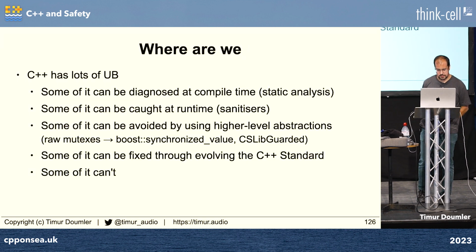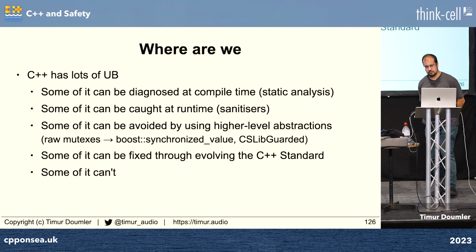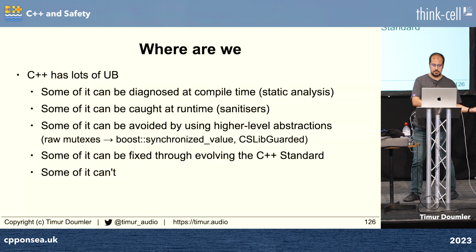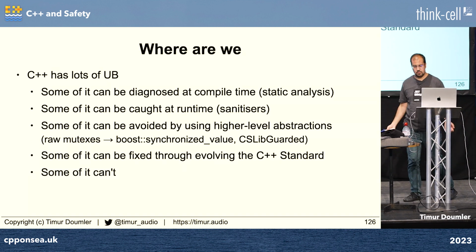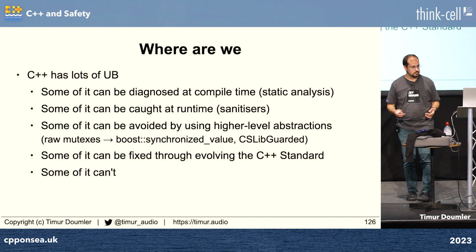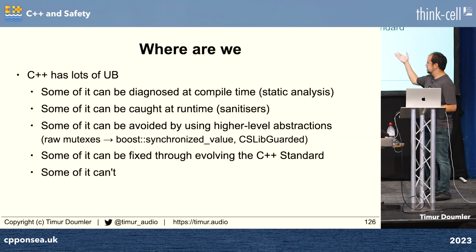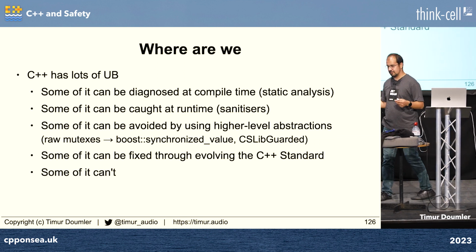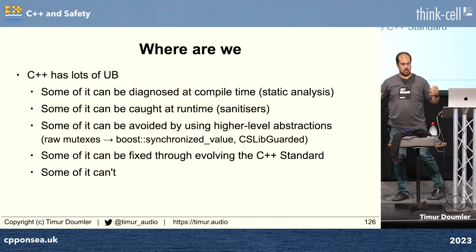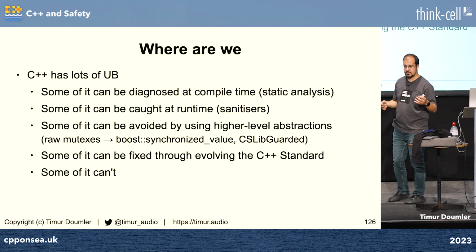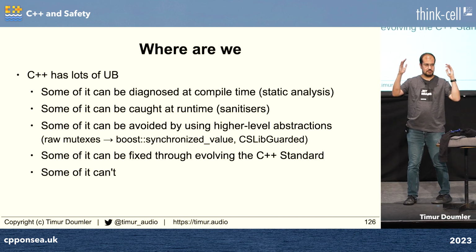So where are we with all of this stuff? C++ has a lot of UB, right? Some of it can be diagnosed at compile time, with static analysis. Some can't. Some of it can be caught at runtime. Some can't. Some of it can be avoided by using higher level abstractions. This is, I think, my favorite example. Mutexes are unsafe, but you can put stuff on top, like boost unsynchronized value or libguarded. Thank you very much, Barbara and Ansel. Great library.